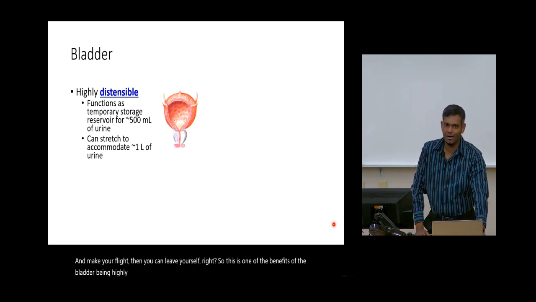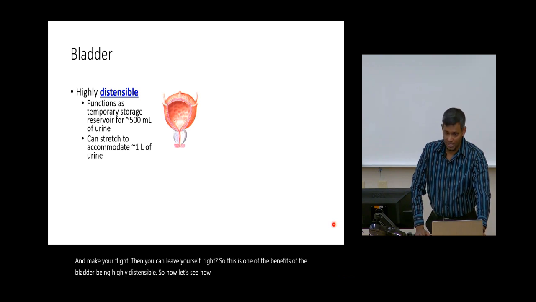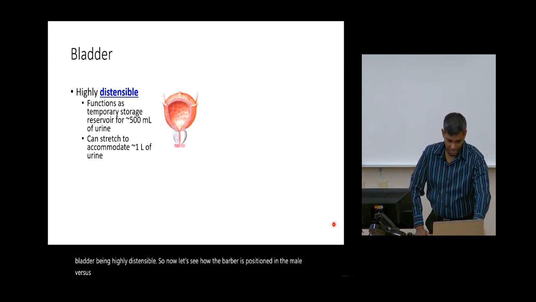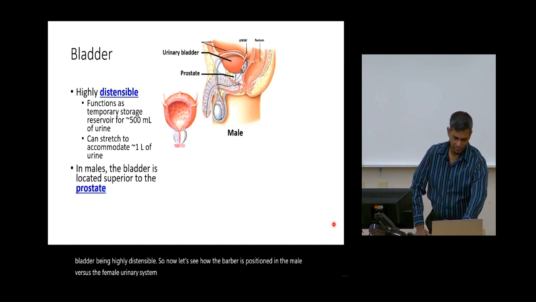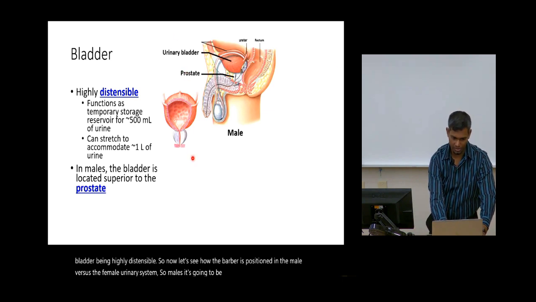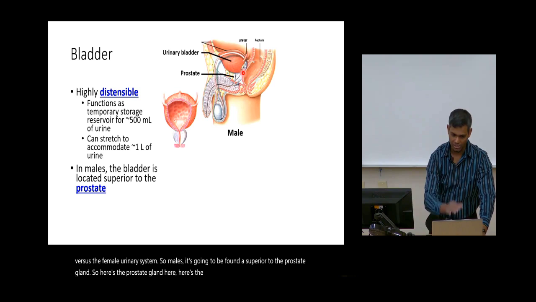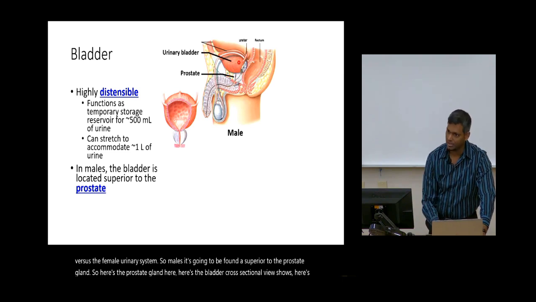So now let's see how the bladder is positioned in the male versus the female urinary system. In males, it's going to be found superior to the prostate gland. Here's the prostate gland, here's the bladder. The cross-sectional view shows the prostate and the bladder as well.